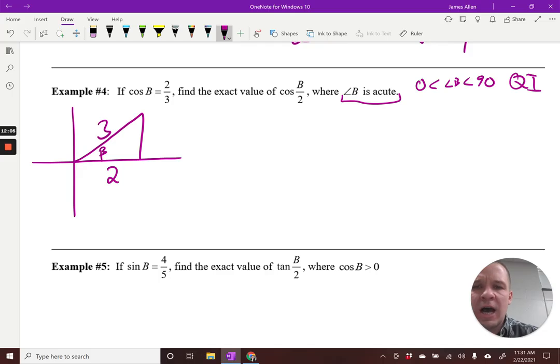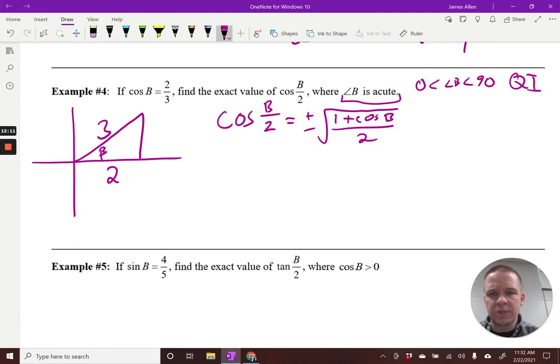Now, we want to find the exact value of cosine of b over 2. So let's jot down our half angle formula. So we have square root of 1 plus cosine of b over 2. Now, we said the original angle's in quadrant 1, so that means we're working with the positive version of this, right? So if I want cosine of b over 2, in the formula, 1 plus, well, what's the cosine of b? The cosine of b is 2 over 3.